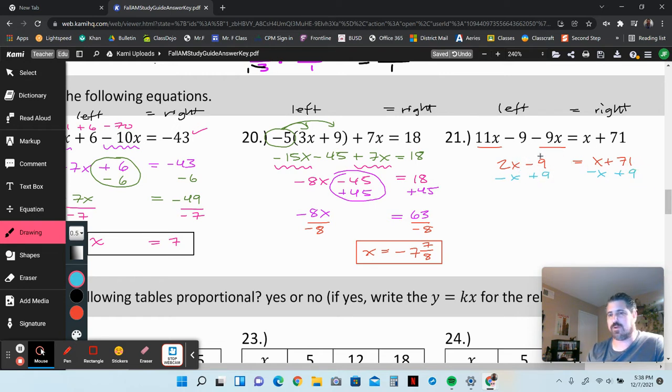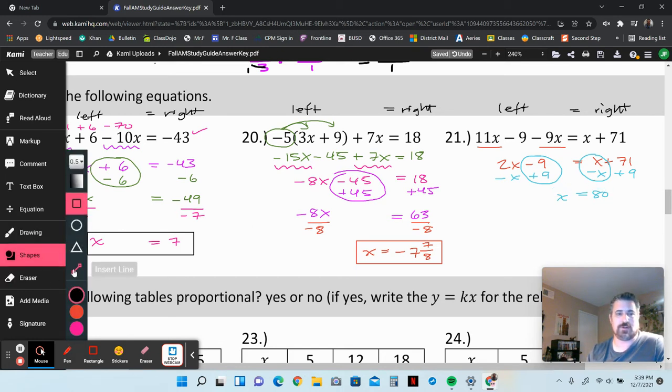Let me make that look a little prettier. This becomes a zero pair. This becomes a zero pair. And what you're left with here is just 2x minus 1x, which is x, which is awesome. And then 71 plus 9, which is 80. So in this case, the answer is really easy. x is just 80. And you're done.